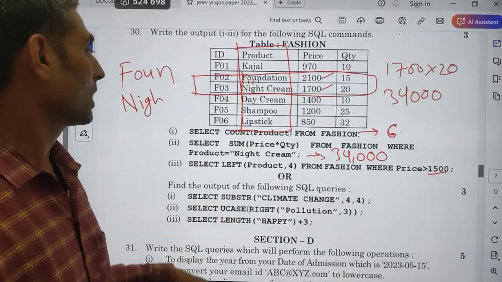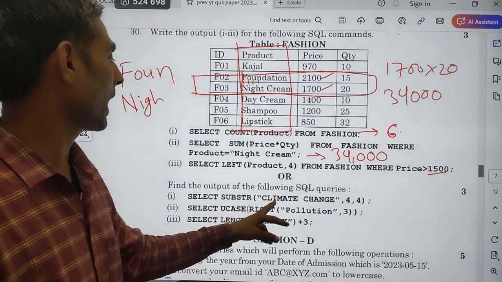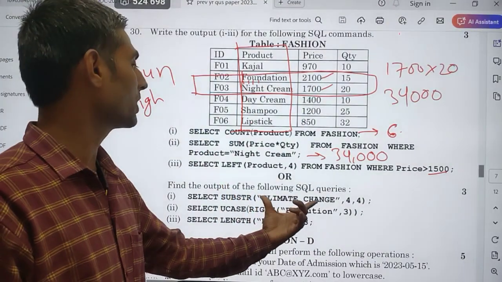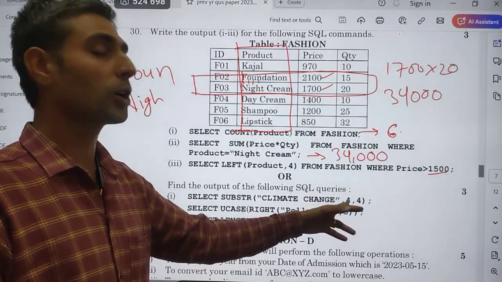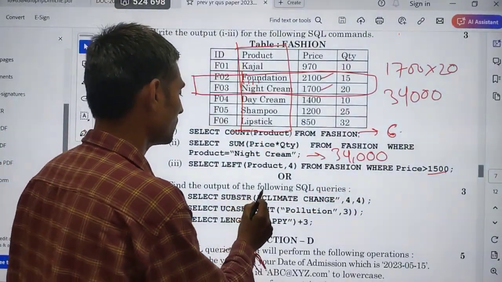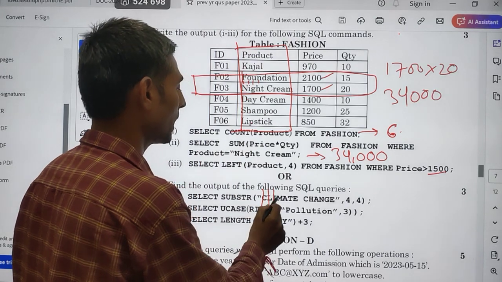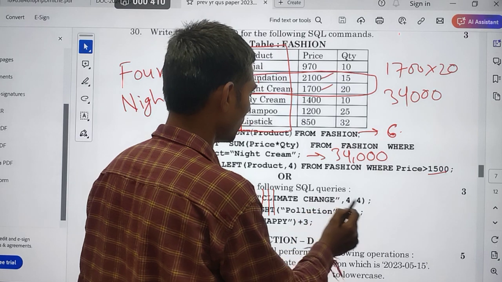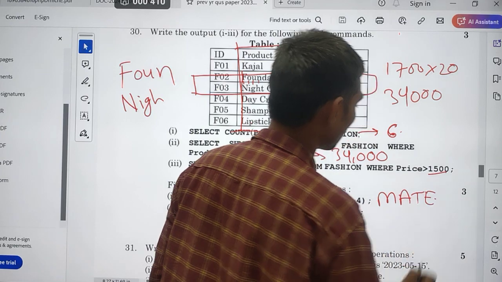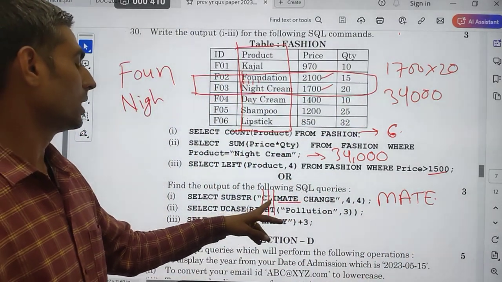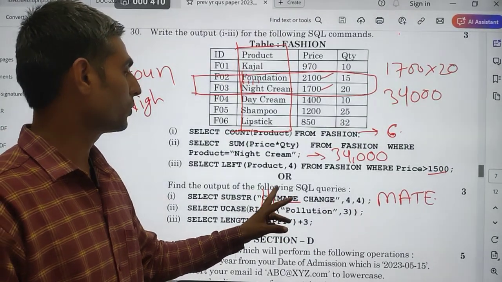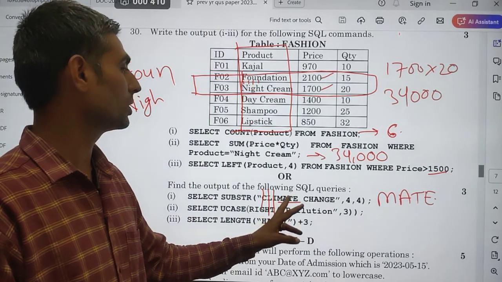Again, come to the next question. Select substr('climate change', 4, 4). So this is our substring function. What is the string? Climate change, and it will start from position 4 and count 4 characters. This is first position, second, third and fourth position is M. From the fourth position, 4 characters are MATE. So its output will be MATE.